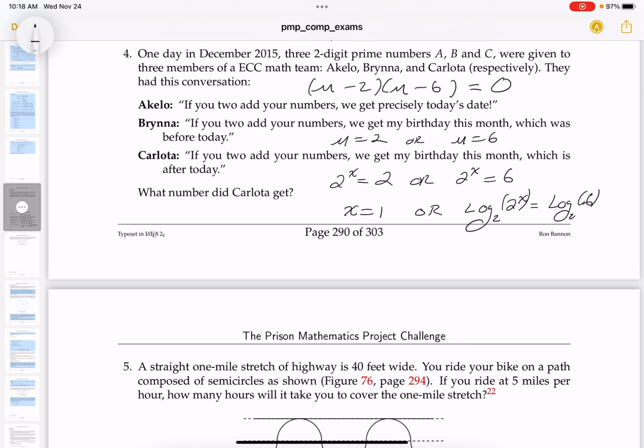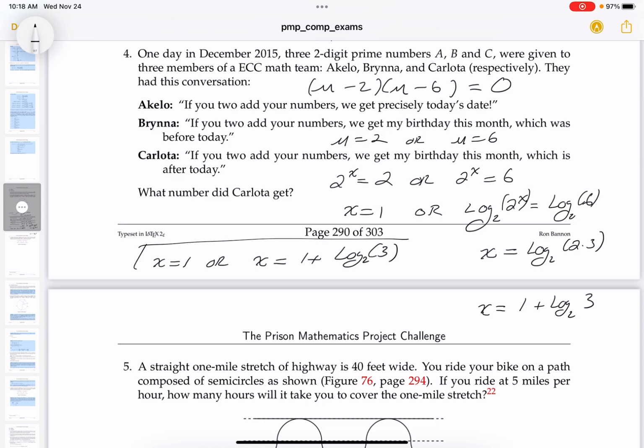And you're going to get what? You're going to get, on the left side, you just get x, right? Because x comes down, and log base 2 of 2 is just 1. And then log base 2 of 6 is the same thing as 2 times 3. So x would be equal to log base 2 of 2, which is 1, plus log base 2 of 3. This is probably the simplest answer I could write down. So I'm going to say x equals 1, or x equals 1 plus log base 2 of the number 3. I'll put it in a box.